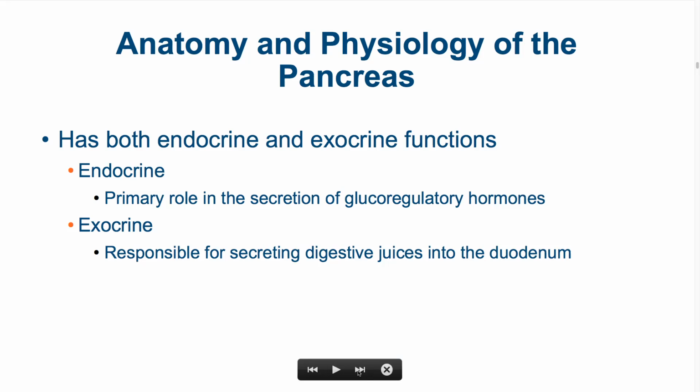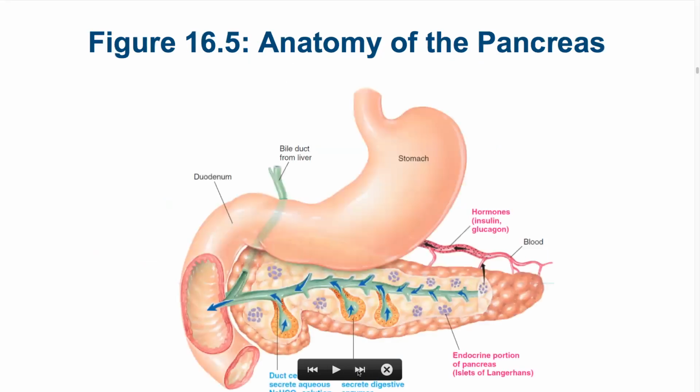The primary role of the endocrine functions is the secretion of glucoregulatory hormones, and the exocrine function is responsible for secreting digestive juices into the duodenum. Figure 16.5 is the anatomy of the pancreas.